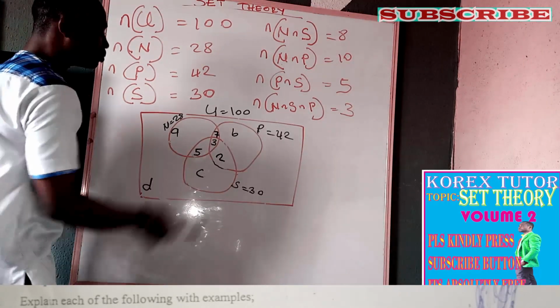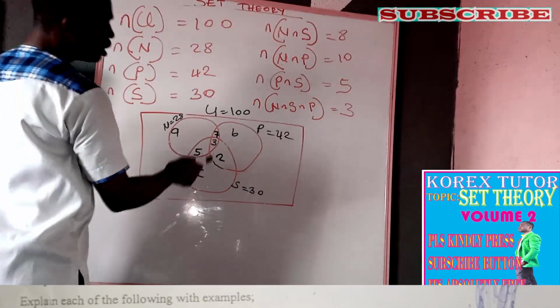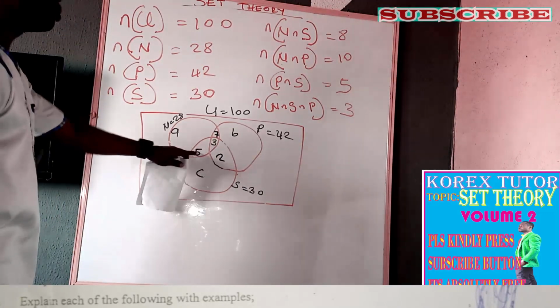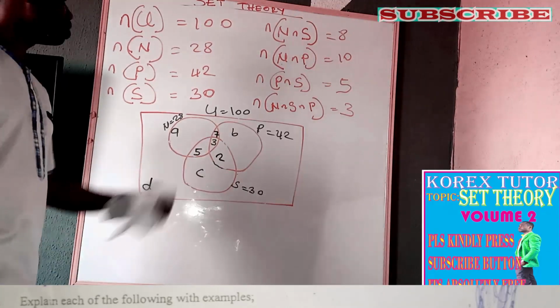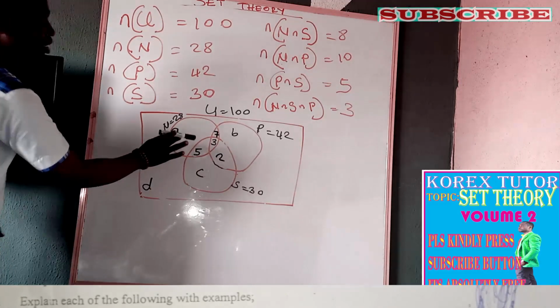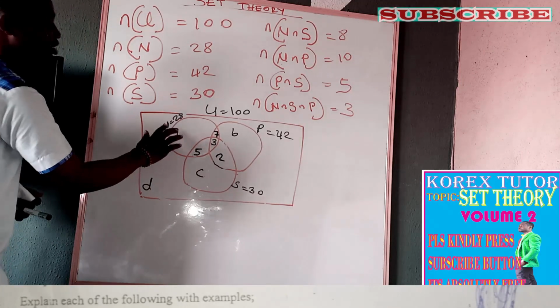Out of 30 people that read Sun, 2 people read Punch as well, and 3 people read all of them, and 5 people read Nation as well. So now, the solution is very simple when you get to this level. To get the number of people that read only Nation, you know that Nation is 28, that is 28 people that read the Nation.